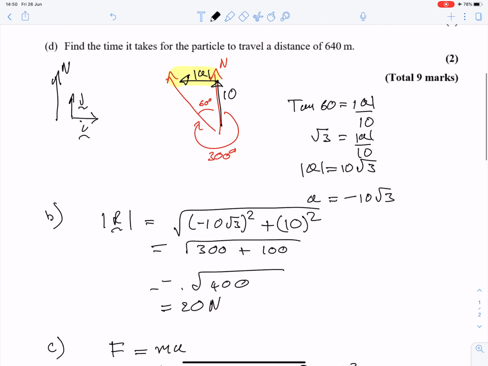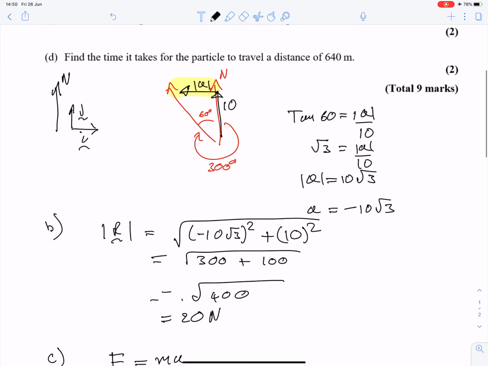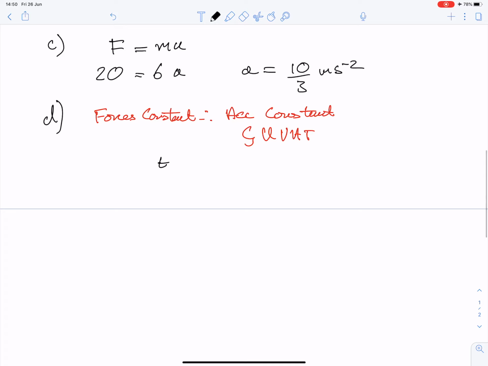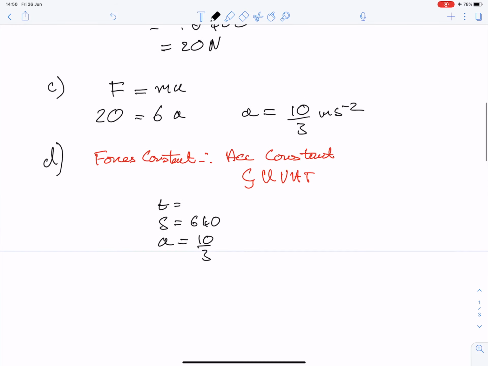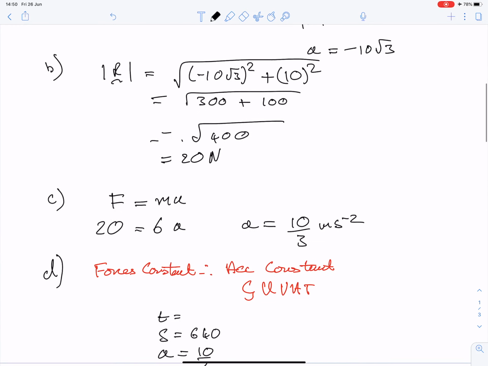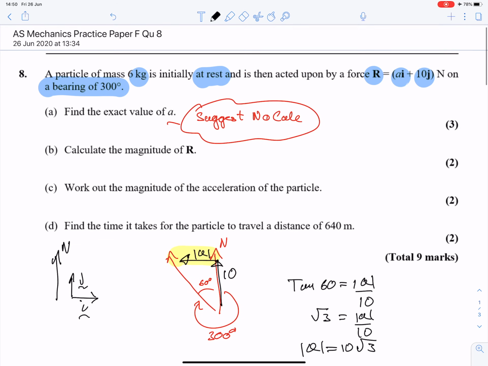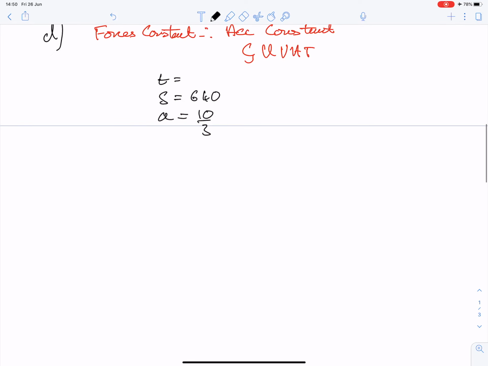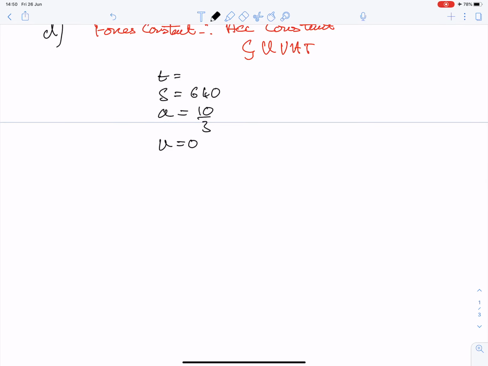Okay, so what are we asked for? Find the time it takes to travel a distance. So the question says find t. The distance is 640 meters, we know a equals 10 over 3. Let's go back and read the question, because we're going to need something else, a u or a v. A particle of mass is initially at rest. At rest. So u equals 0.